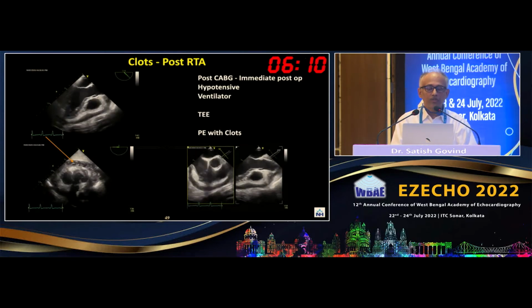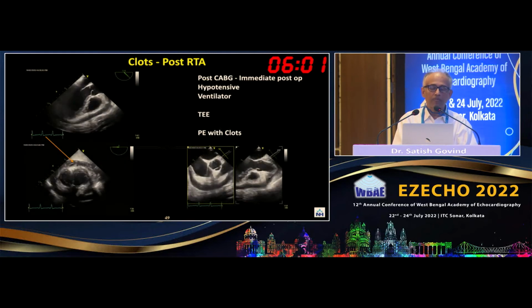And again, what is the role of TEE? Once in a while, we'll be looking at TEE also to provide some answers. TEE is a good one to look at the thickness of the pericardium. Apart from that, this is one example.